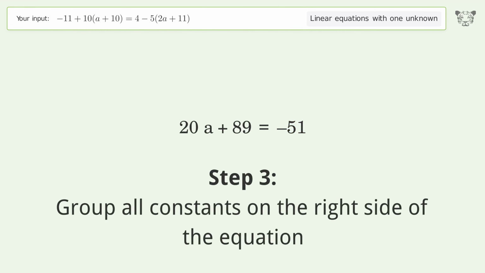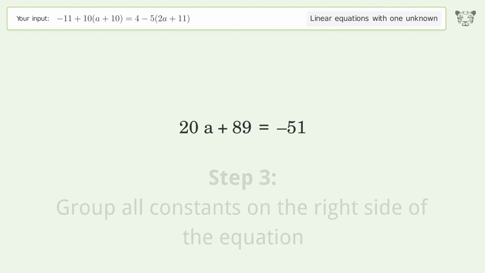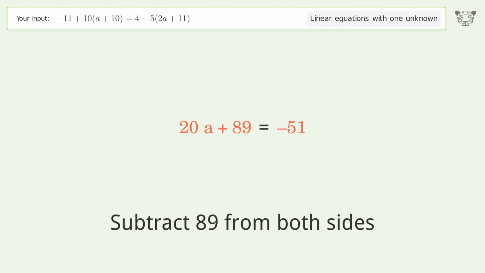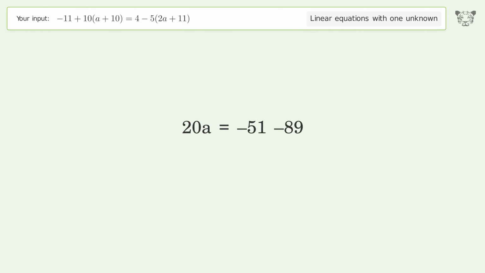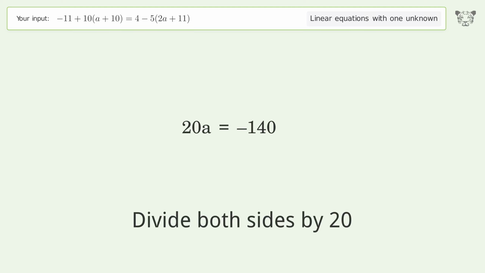Group all constants on the right side of the equation. Subtract 89 from both sides. Simplify the arithmetic. Isolate the a. Divide both sides by 20.